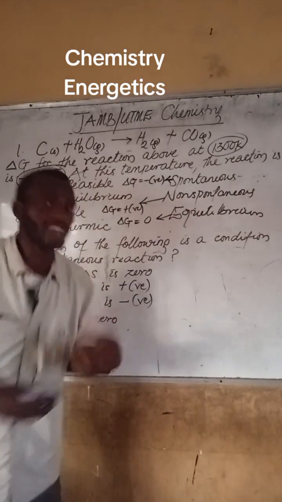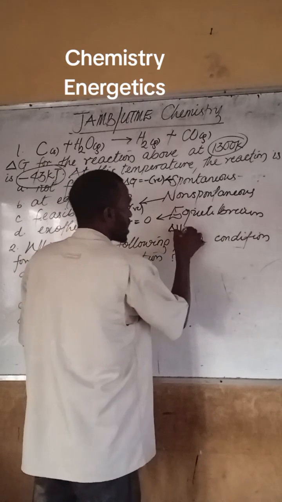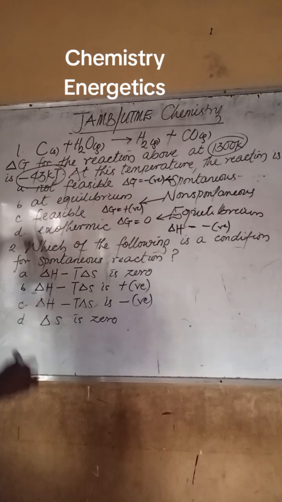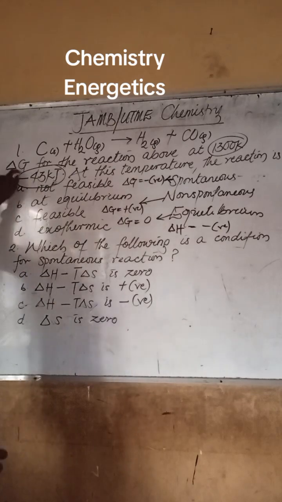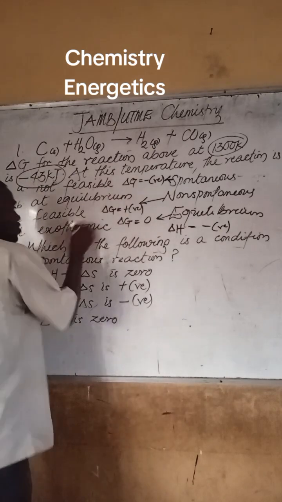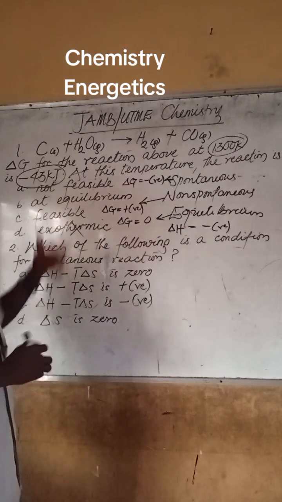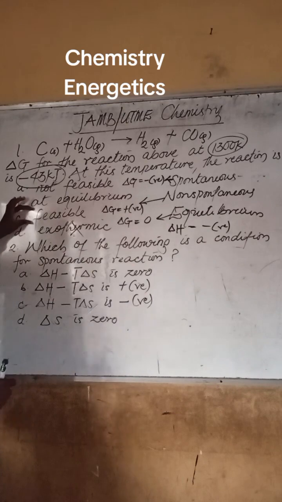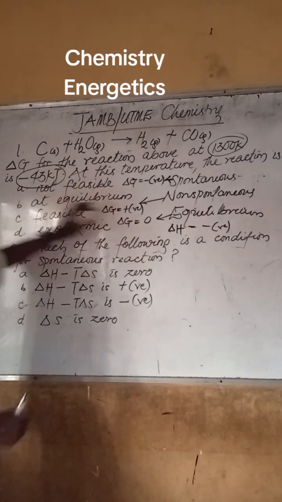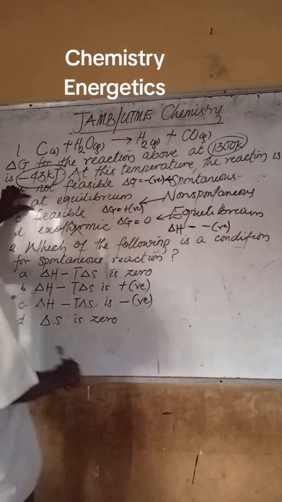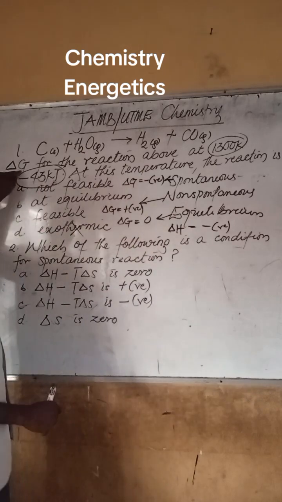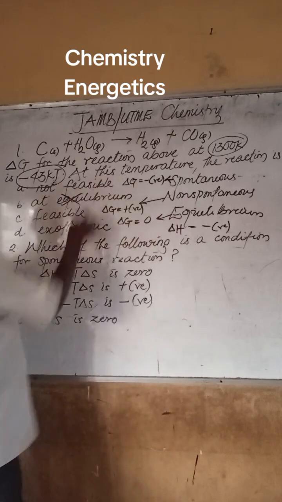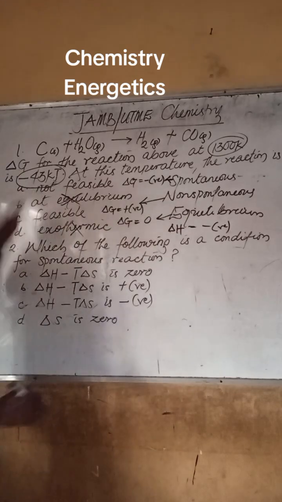Now an exothermic reaction is one in which the change in enthalpy is negative. But here we are not given the change in enthalpy, we are given the change in Gibbs free energy. So this does not even satisfy our inquisition. Now the next one says feasible. I'm going to come back to this. At equilibrium, is the change in Gibbs free energy 0? If it is not 0, then equilibrium is also out of the case.